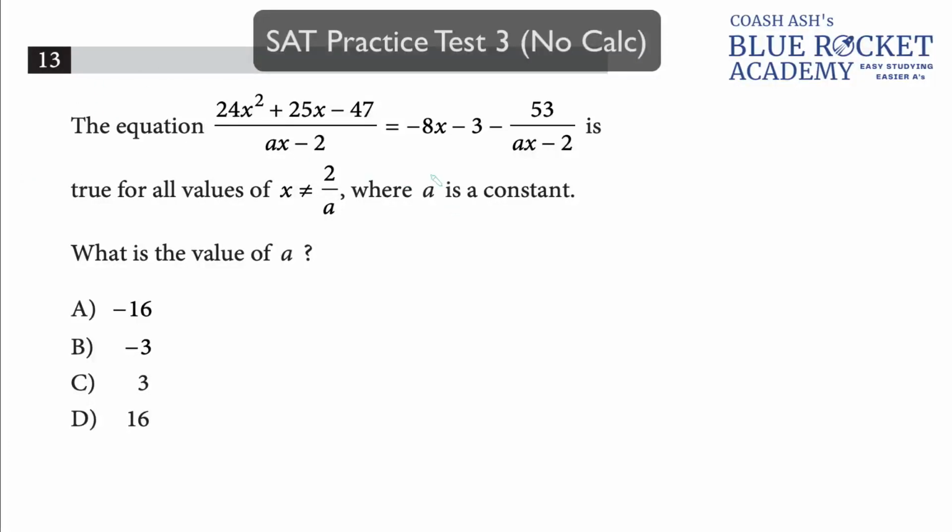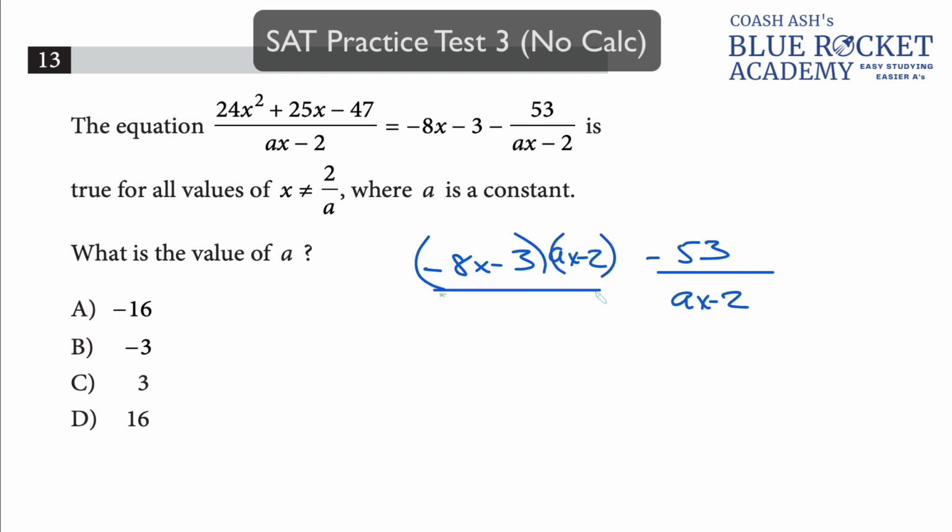All right, this problem has two steps in it. The first step is the common denominator. So what's the common denominator here for the right hand side? That's the first part of this problem. So you just want to write down a negative 8x minus 3, and then you've got negative 53 over ax minus 2. But in this case, you multiply this by ax minus 2 like this.